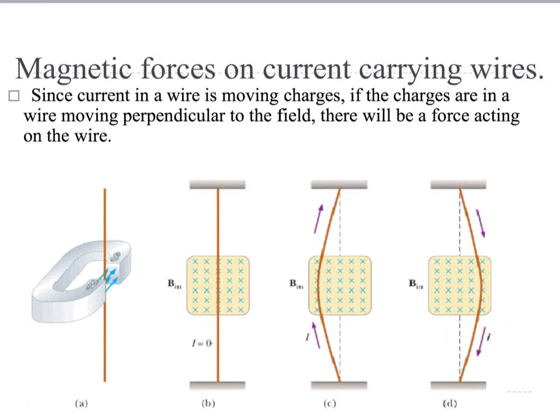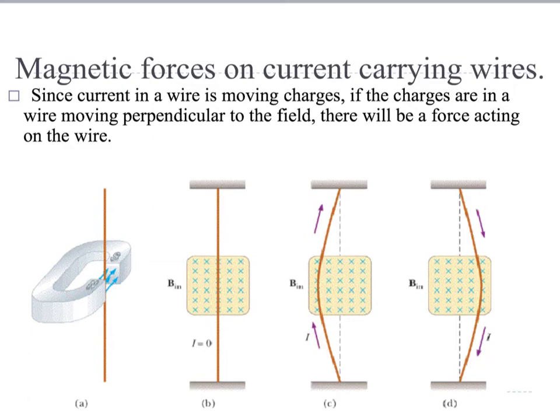So, magnetic forces on current carrying wires. Because a current is carrying a charge, that means if a wire is in a magnetic field, then there's going to be a force acting on the wire. Here we've got a B field that's created by something like this, and right now there's no current, but as soon as you add current, the wire is going to move.